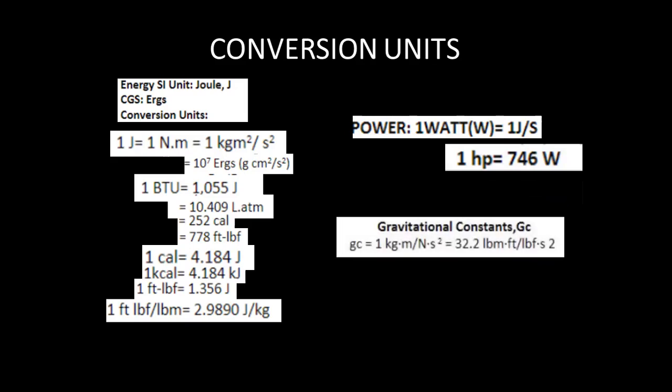The fourth parameter is your gravitational constant, gc. Now we have different values for the gravitational constant in terms of SI and FPS or English units, as follows. For the SI unit, it is equal to 1 kilogram meter per Newton second squared. And for the English or FPS, it is 32.2 pound mass feet per pound force second squared.